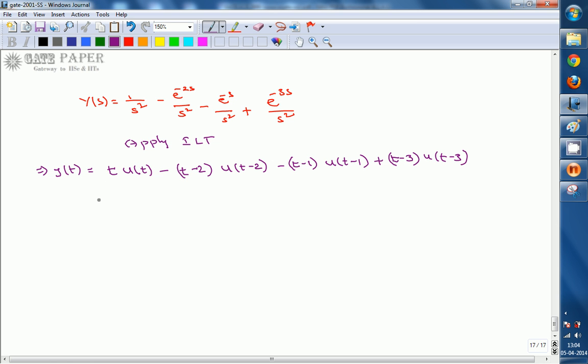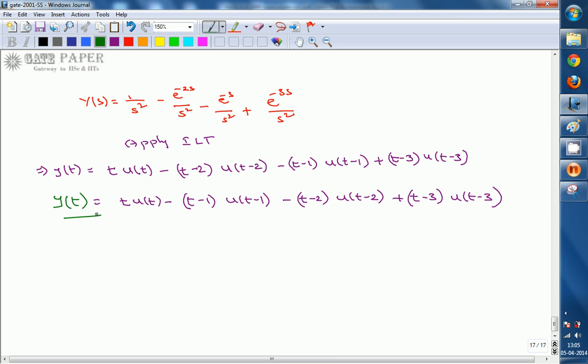So finally, by writing in order, this is t into u(t) minus (t minus 1) into u(t minus 1) minus (t minus 2) into u(t minus 2) plus (t minus 3) into u(t minus 3). So this is the y(t) we got here. Finally, this is the expression for y(t) we got.